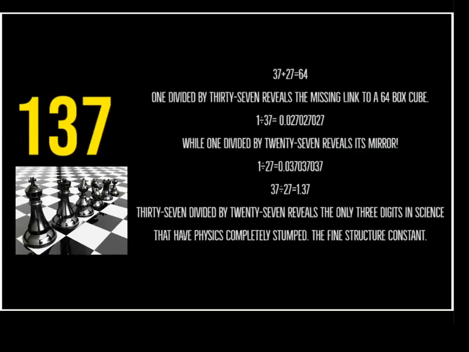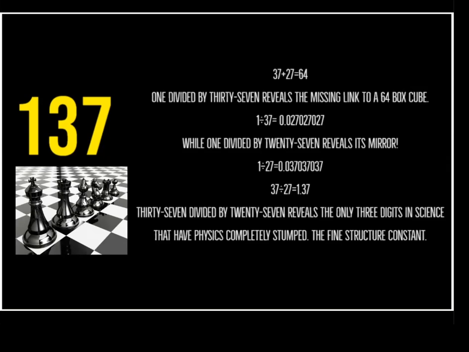Okay, so let's look into another part of this. We know that if we take 37 plus 27, we end up with 64. But 1 divided by 37 reveals the missing link of the 64 cube, because 1 divided by 37 is 0.027027027. But what is really fascinating is that even though 1 divided by 37 reveals the 27, it turns out that 1 divided by 27 reveals the 37. 1 divided by 27 is 0.037037037.